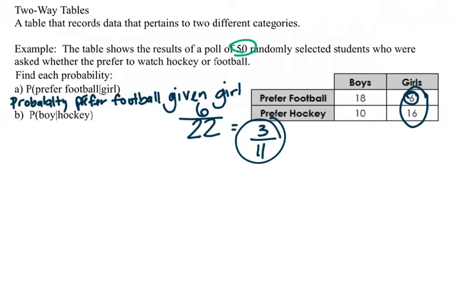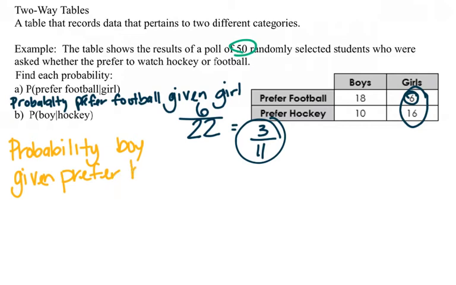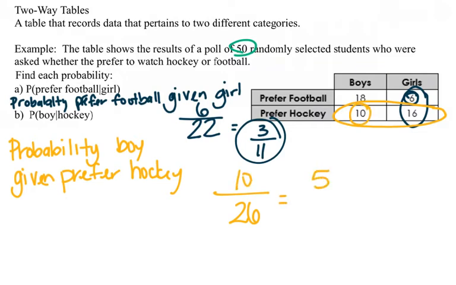Part B says we're going to find the probability that they're a boy given they prefer hockey. So my bottom number is going to be the people who prefer hockey. So that's 10 and 16, which is 26. Out of those 10 and 16, there are 10 boys. And that reduces to 5 out of 13. So just remember that the part after the given sign is your bottom number. The part after the given is the bottom number.